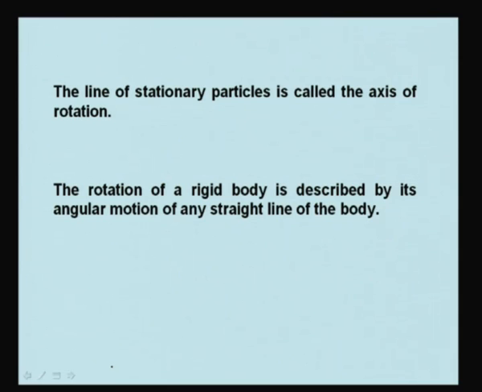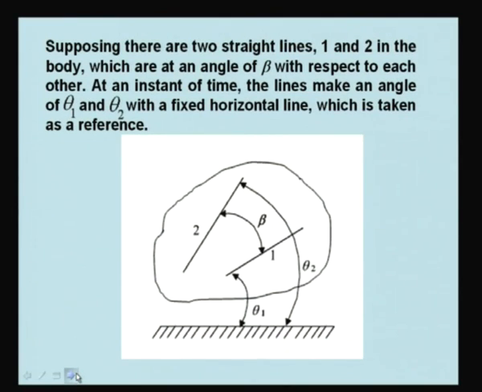So when the body rotates, there is one axis of rotation. The rotation of a rigid body is described by the angular motion of any straight line of the body. Why do we say any straight line? Supposing there are two straight lines, 1 and 2, in the body, which are at an angle of beta with respect to each other. Now take a reference horizontal line. At any instant of time, the lines make angles theta 1 and theta 2 with a fixed horizontal line taken as a reference.